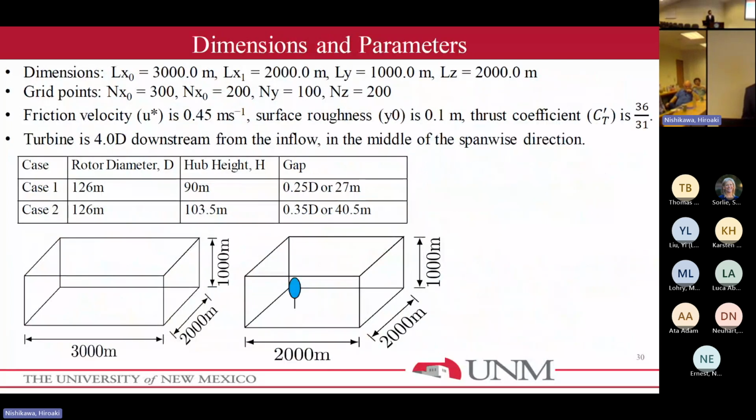So these are the dimensions and the parameters we used for this study. Two things to remember for the result analysis: we considered two cases. One case is with hub height 90 meter and another with hub height 103.5 meter. But for both cases, the rotor diameter was the same, 126 meter, following the NREL 5 megawatt turbine. So we defined the first case as 0.25D and the second case as 0.35D. This is just the simulation run without any turbine, the test domain. We have just one turbine.